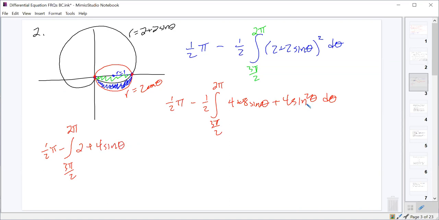But sine squared theta is just going to be 1/2 of 1 minus cosine 2 theta. And so the 1/2 and then the 1/2 that's going to go in front of that will cancel with the 4. So that'll just be a plus 1 minus cosine 2 theta d theta. And so now we've got 1/2 pi minus the integral from 3 pi over 2 to 2 pi of 3 plus 4 sine theta minus cosine 2 theta d theta. Everybody good with that?